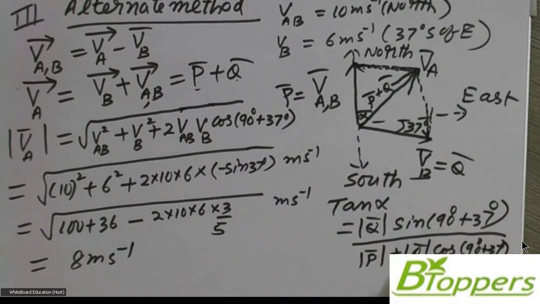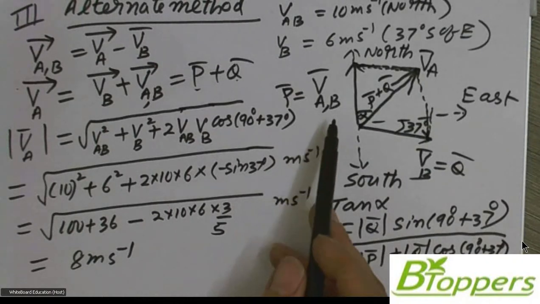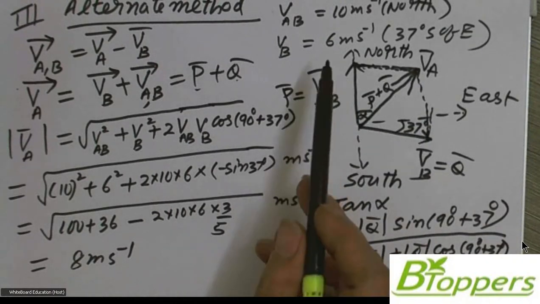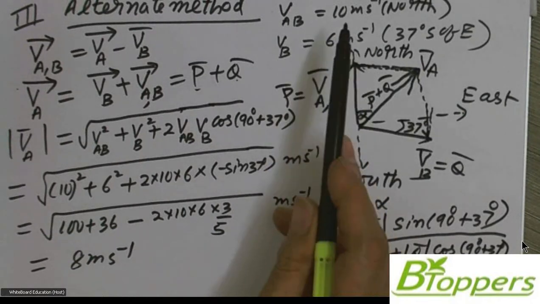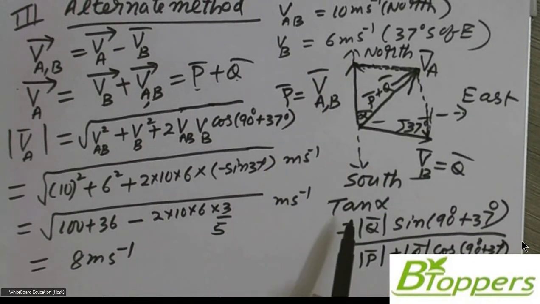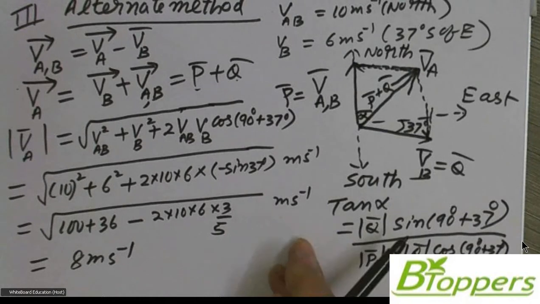You can try to simplify this yourself. Mod of Q bar means the mod of the velocity of B, 6 meters per second. Mod of P bar is 10 meters per second. Simplify this yourself. I have done a similar problem in an earlier class also. You try to proceed with it yourself and simplify this part.